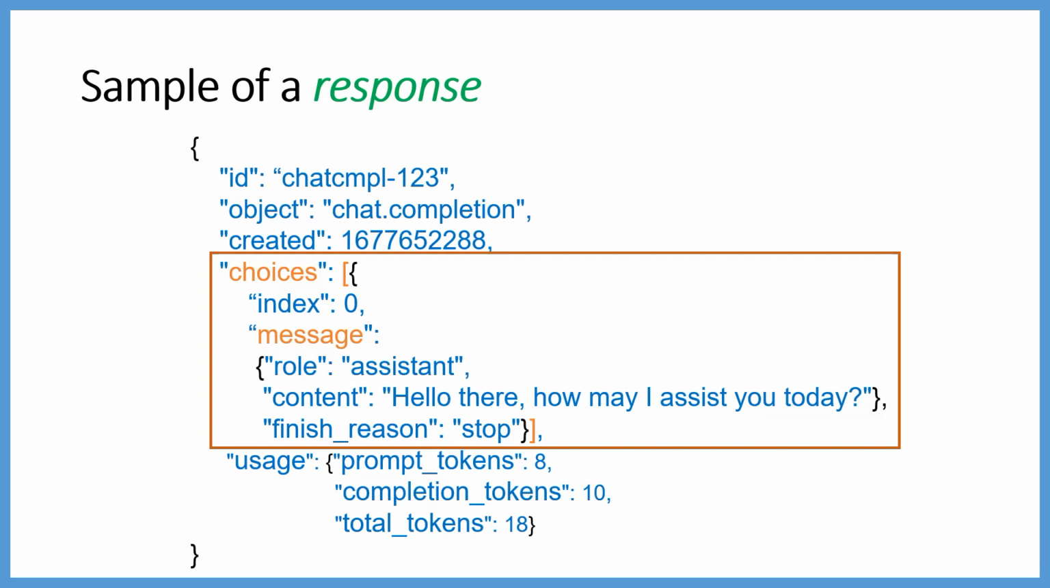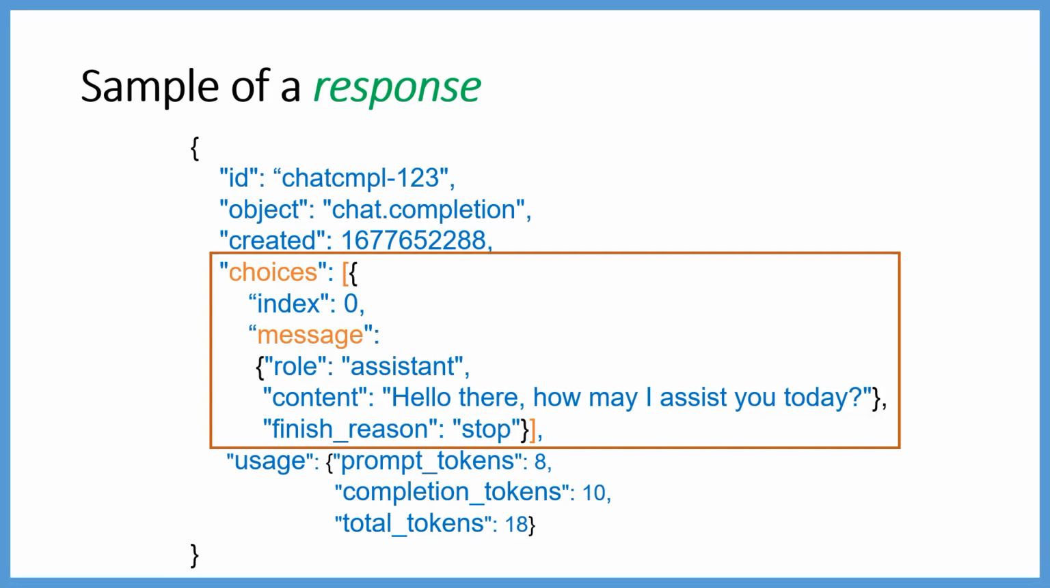Remember, there's a parameter of the prompt object called n. If n is greater than 1, say 2, then you will receive a choices array with two different messages. The index of the first message will be 0, and 1 for the second message, and so on. This is why the choices field is an array.